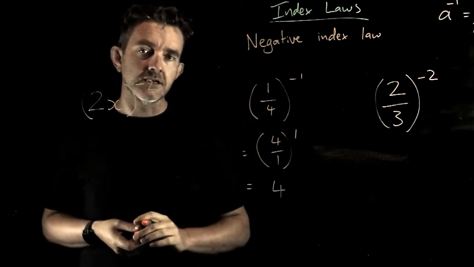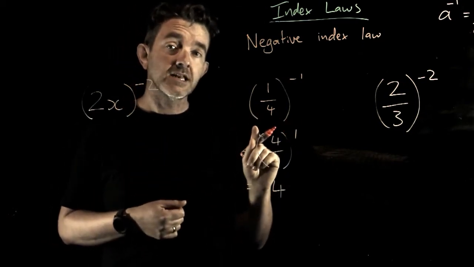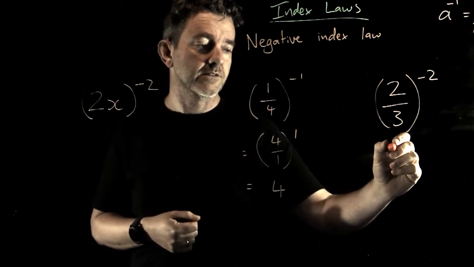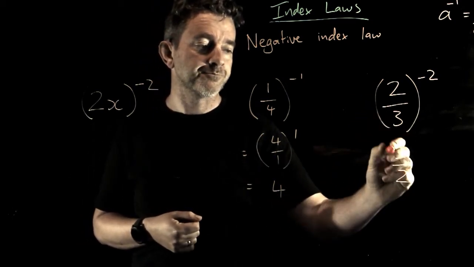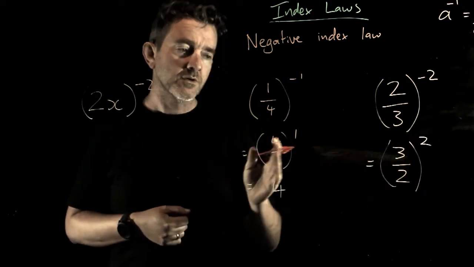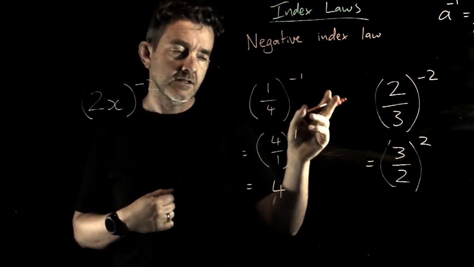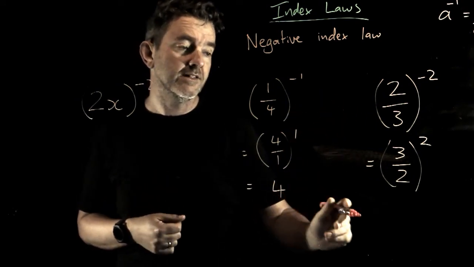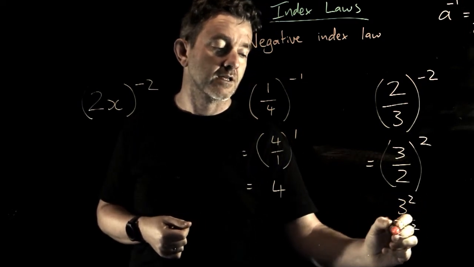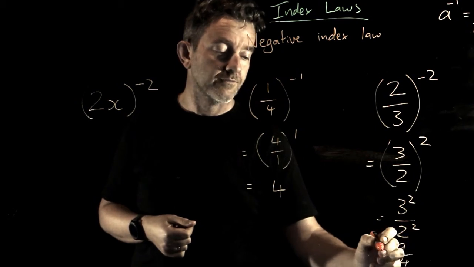Looking at this one here, we need to get the reciprocal and change that from a negative power to a positive power. So instead of being 2 over 3, it's going to be 3 over 2 to the power of 2. And what do we know about what to do if there's brackets with the power outside? That's right, we need to put that power on everything inside. So it becomes 3 squared over 2 squared, which is 9 quarters.